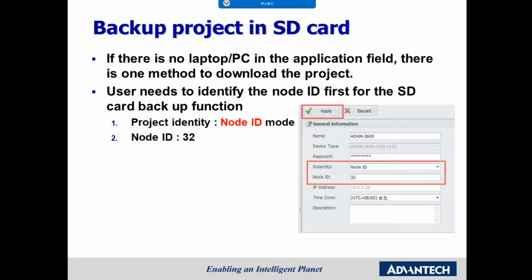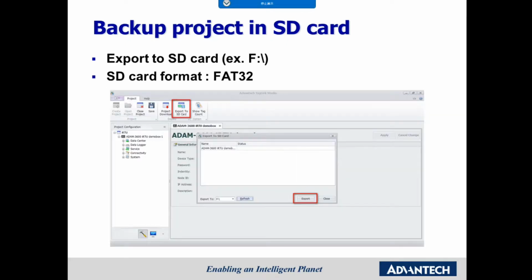Please set the identity to Node ID. We set the ID to 32 here. The backup project function is on the top of the workplace. Click it and export the project to the SD card. Please note that the SD card format should be FAT32. Users may use Windows OS to format it in advance.